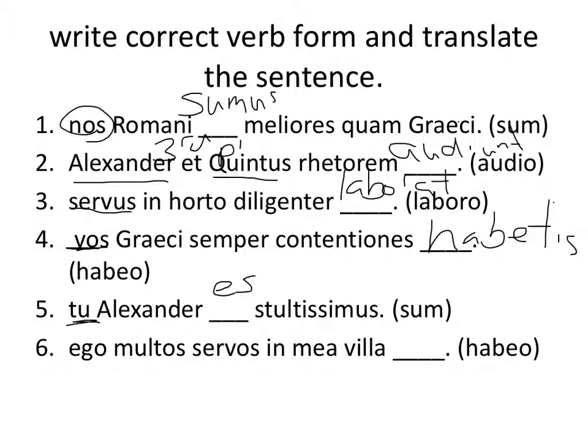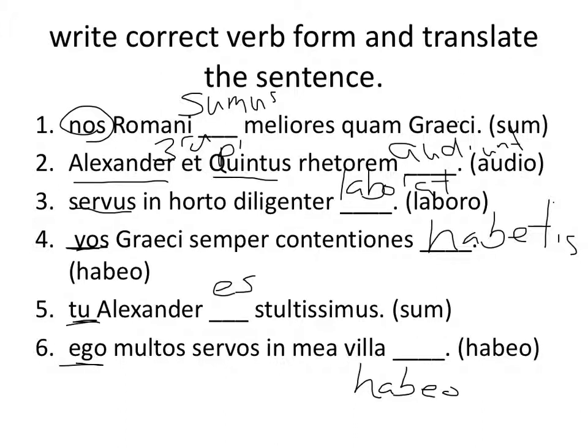And then last but not least, number 6, ego is my subject. So my verb will actually end in -o. So the form I gave you is the form you will have, habeo. And the translation would be, I have many slaves in my house.